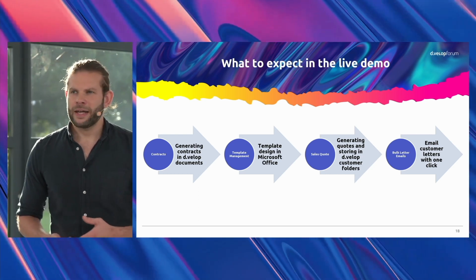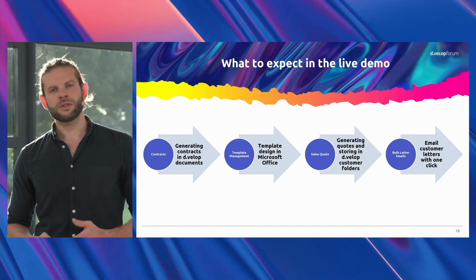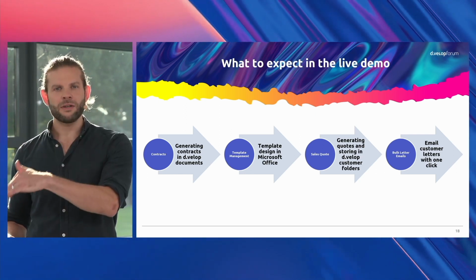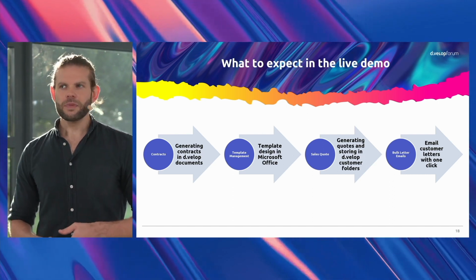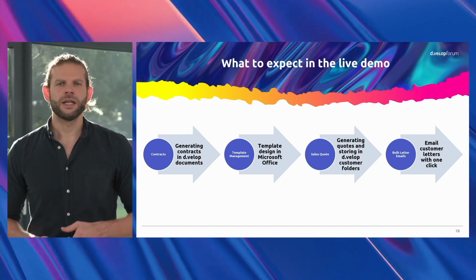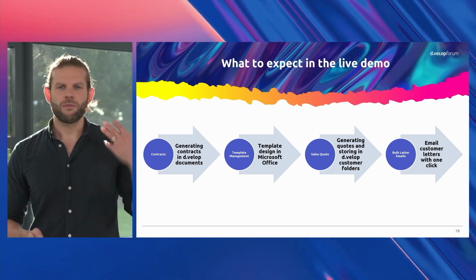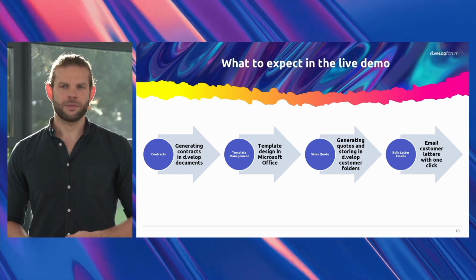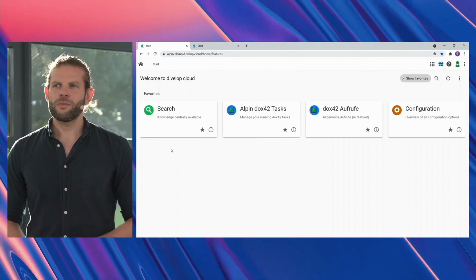And then we have another scenario, the sales quote. We will generate the sales quote directly in the customer file, and the document will be stored in your file. So that's the d.velop output action, more or less. And then at the end, there's another scenario, the email bulk letter scenario. So we will be generating a lot of documents with one click, a lot of emails with the document attached.